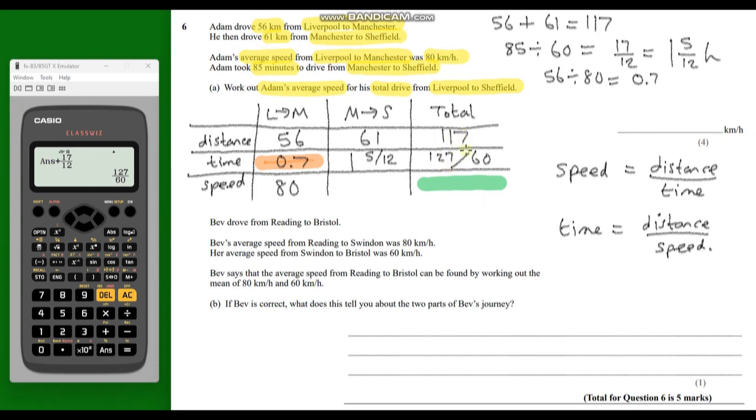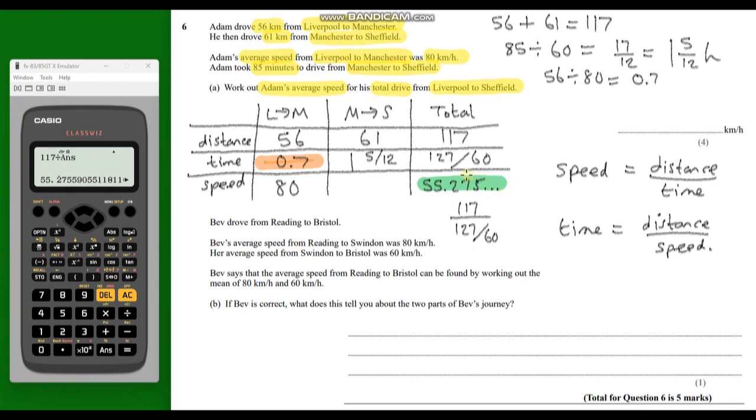We've got the total distance, so we can now work out the speed. It's just going to be distance over time. So it's going to be, I haven't got much room here, 117 over 127 over 60. That will give me the average speed. So I'm just going to do 117 divided by answer, because it saved the previous answer, and I get this long number here, 55.275. I'm just going to put dot dot dot.